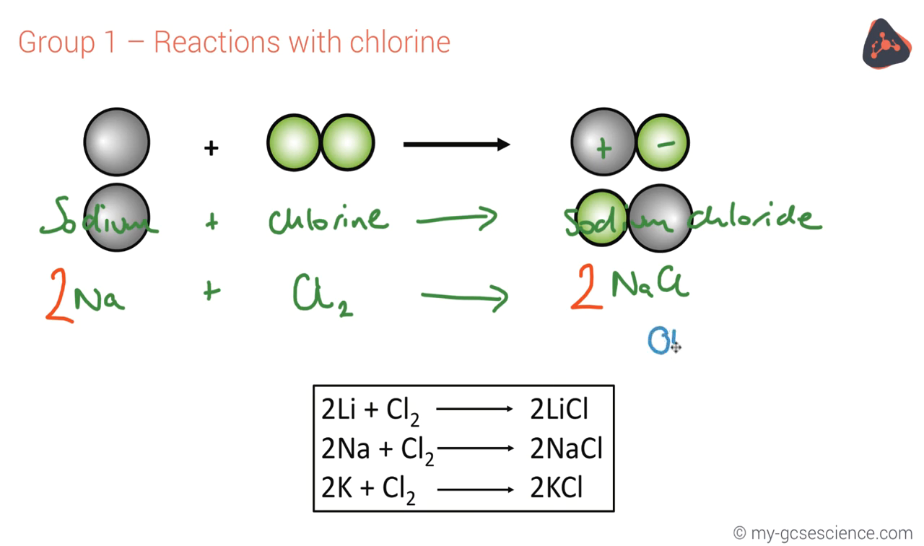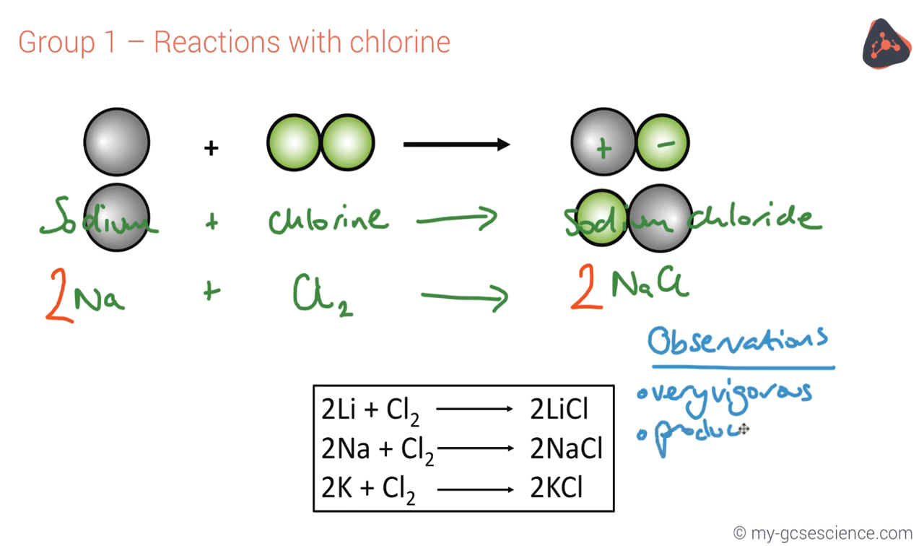Again, it's worth noting what you would see, the observations in this reaction. As we said, group 1 metals are very reactive, so the reaction would be very vigorous. This means you would normally see a lot of bright light and lots of heat produced. The product is a metal chloride, which is a white solid, otherwise known as salt. Sodium chloride is the chemical name for ordinary table salt, but even lithium chloride and potassium chloride are white solids that we can call salts.